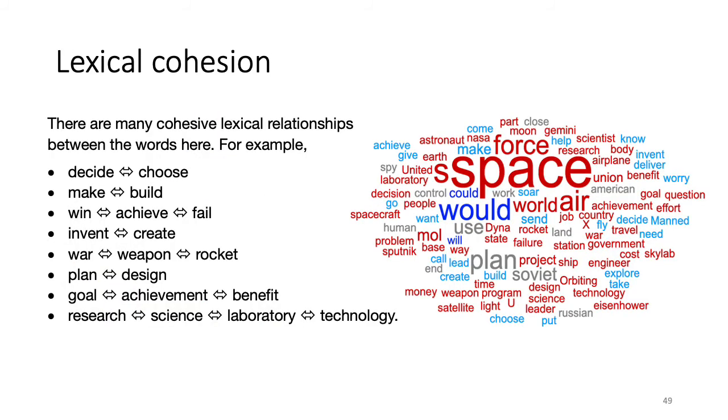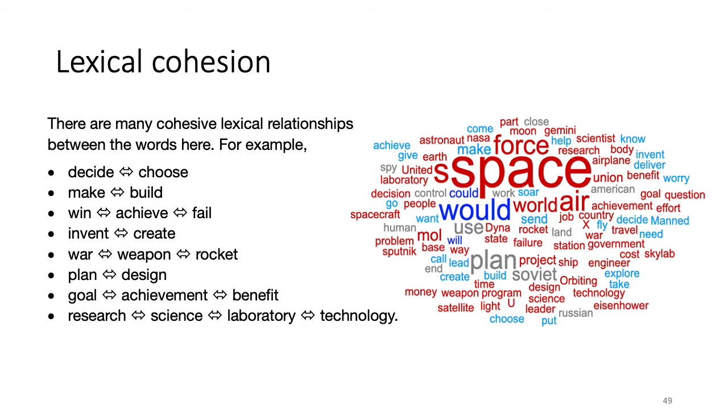Lexical cohesion is the use of words which are related to each other that run through a text. And in this particular word cloud, we have these words: decide, choose, make, build, win, achieve, fail, invent, create, etc. These words create lexical cohesion, and it's a very nice task for students to find words. You might like to give them the word on the left and ask them to find something in the word cloud that is in some way semantically related to the words that you've given on the left.